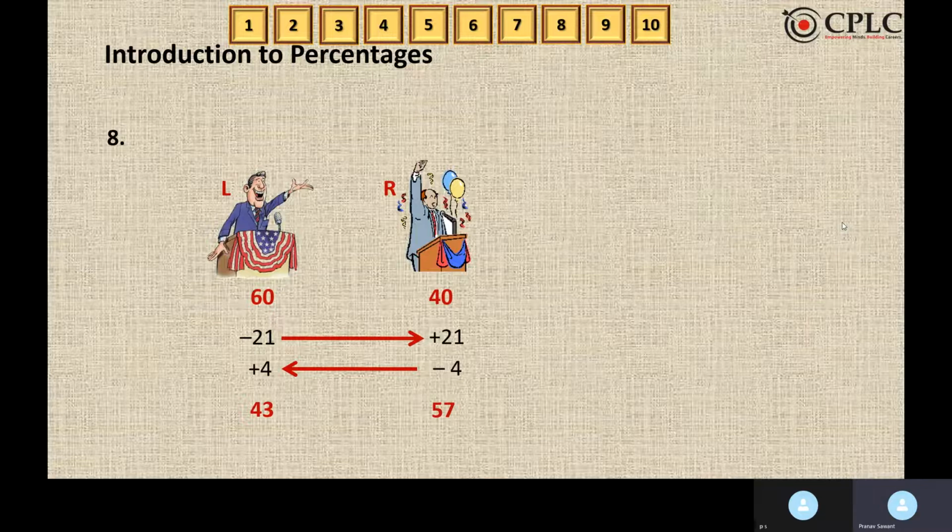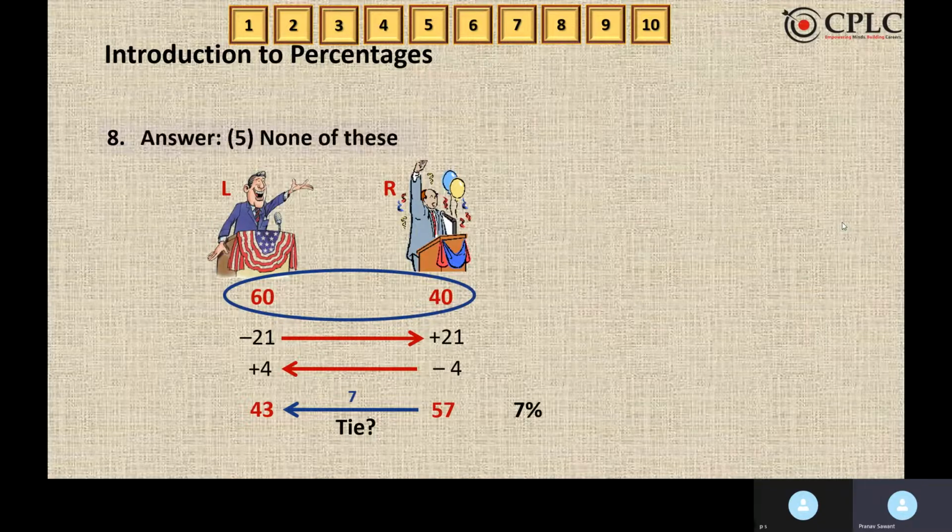Now we have to make a tie over here. To make a tie, we have to remove some voters from R and give those voters to L. So if we remove 7 voters from R and give 7 voters to L, the voters with L and R would be 50 each, which means it's a tie. So 7% of the voters must be shifted. Why 7%? Because it's 7 upon 100, and 100 is the total number of voters. So 7 upon 100 is 7%. It is not there in the options, hence none of these is the answer.